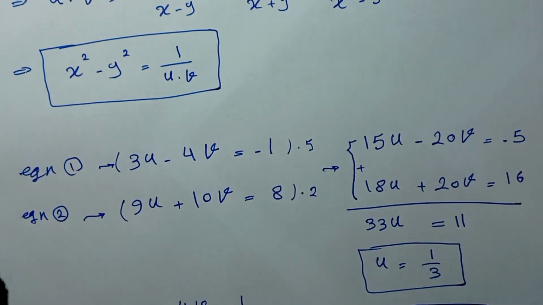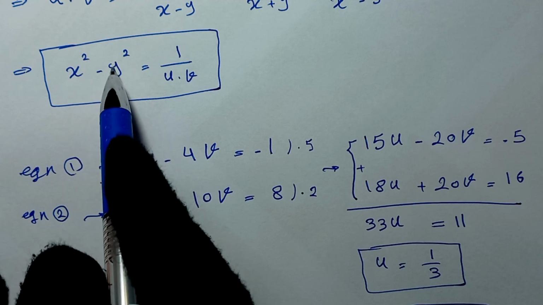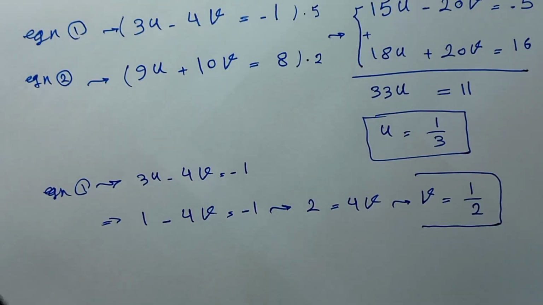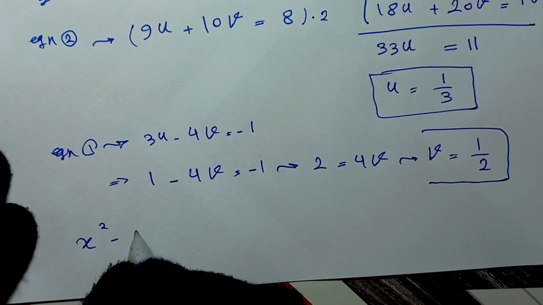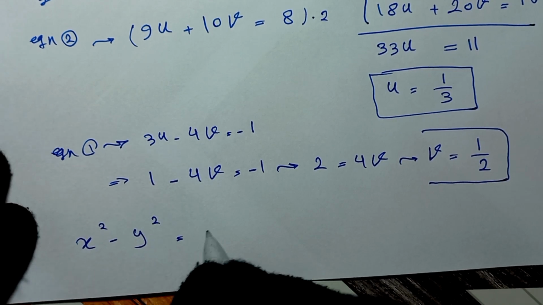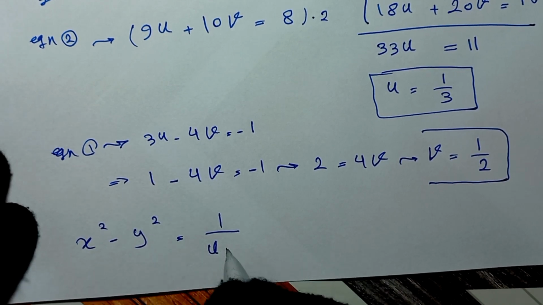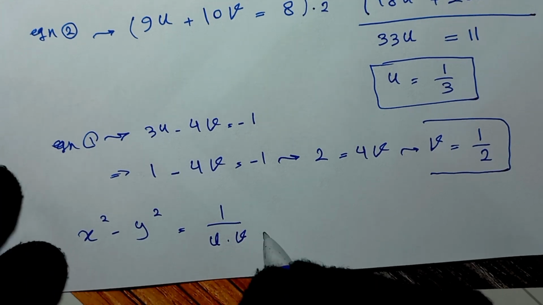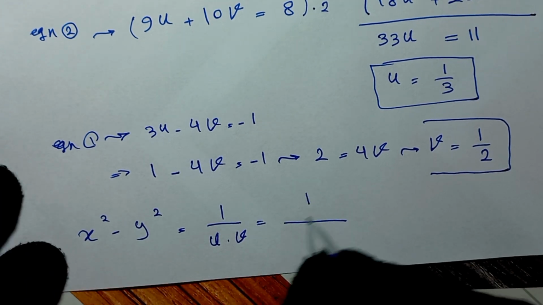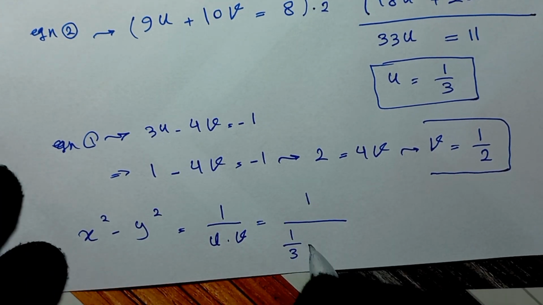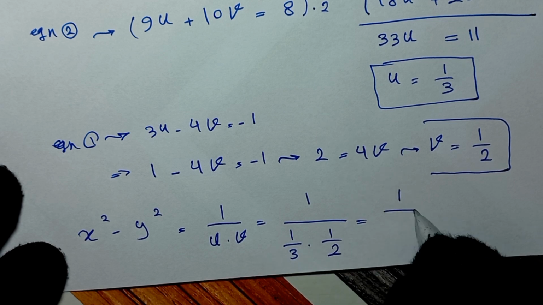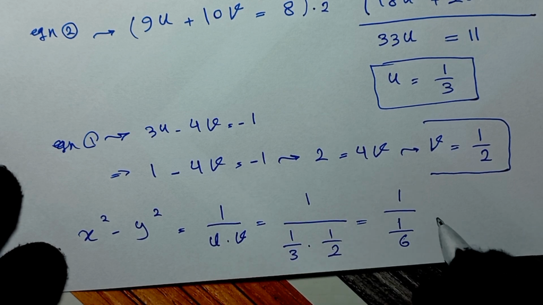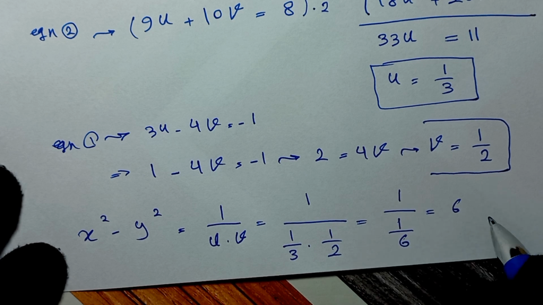And to find the value of x squared minus y squared, we write x squared minus y squared is equal to 1 over u times v. And it will be 1 over u is 1 over 3. 1 over 3 times 1 over 2. And it will be 1 over 6. And this is equal to 6, right?